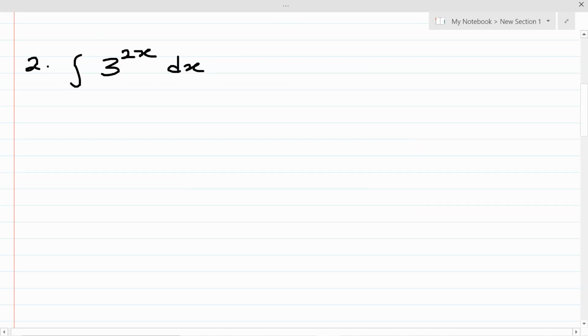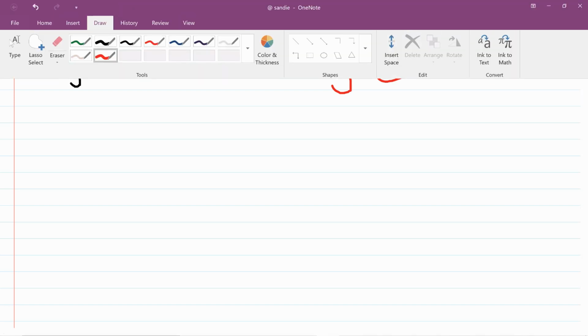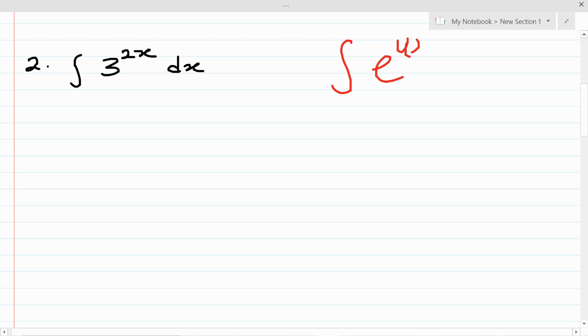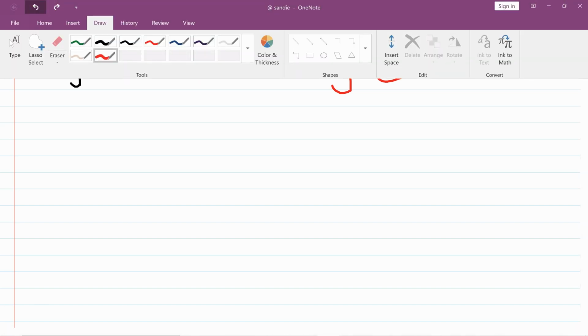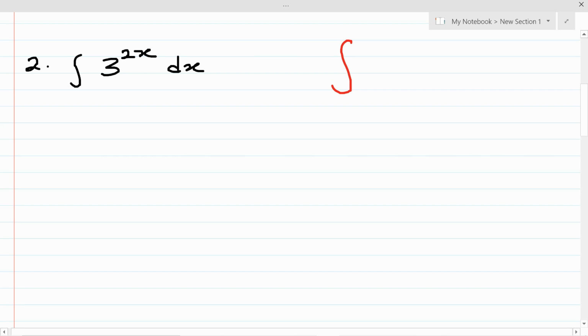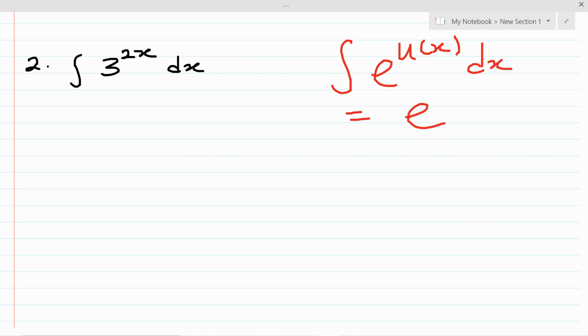Alright, so this is the second question we're about to solve. We said that to integrate an exponential function, you use this idea that the integral of e to the u of x dx is equal to the same e to the u of x over u prime of x plus c. So this is how you go about it.